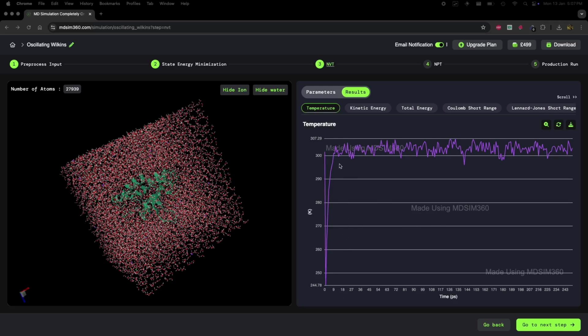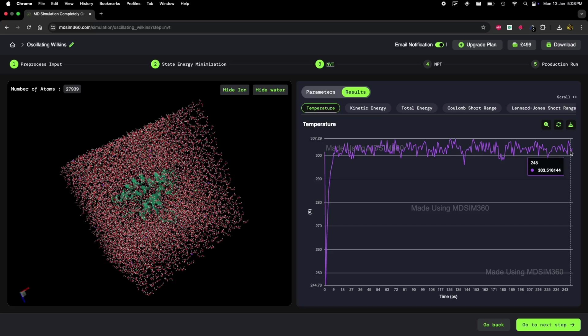Earlier in the simulation, we saw a significant temperature fluctuation where the temperature dropped from about 300 Kelvin to roughly 244 Kelvin. This was a big shift, but eventually the system stabilized. As you can see in the graph, it has some minor fluctuations. But don't worry, that's completely normal. In the end, the system maintained an average temperature of 303 Kelvin, which is right where we want it to be.